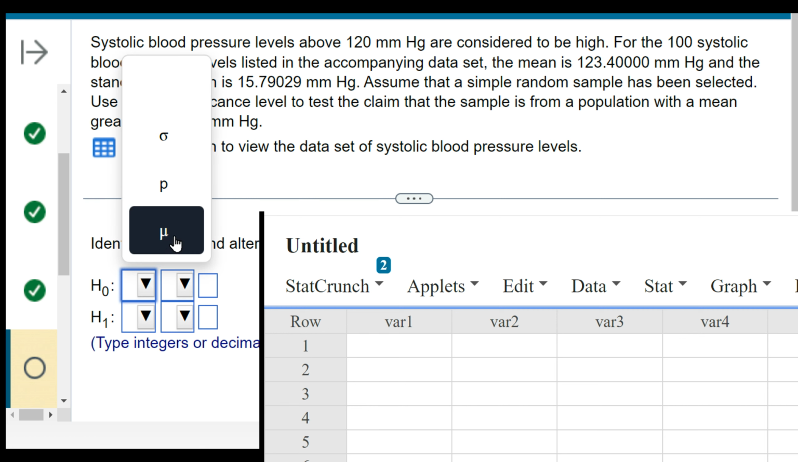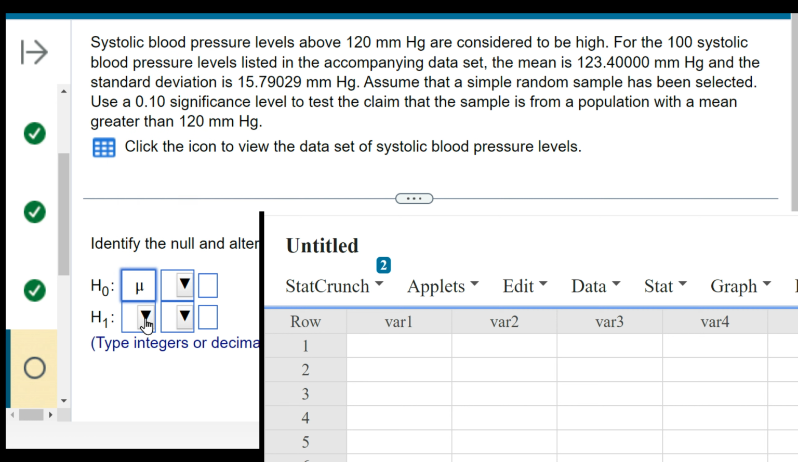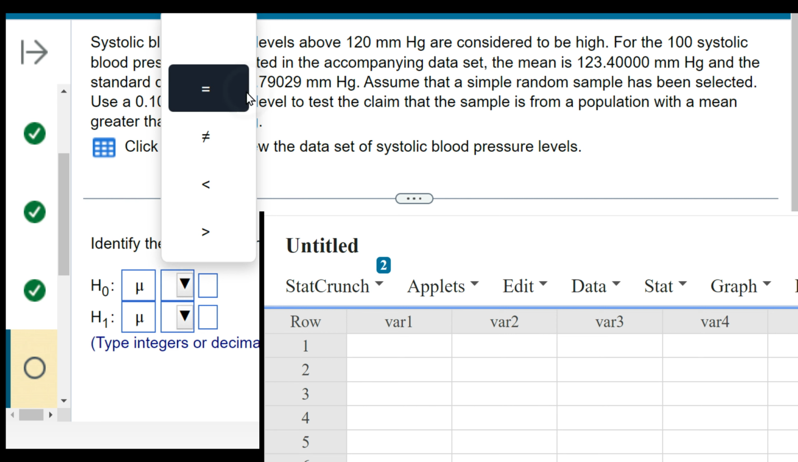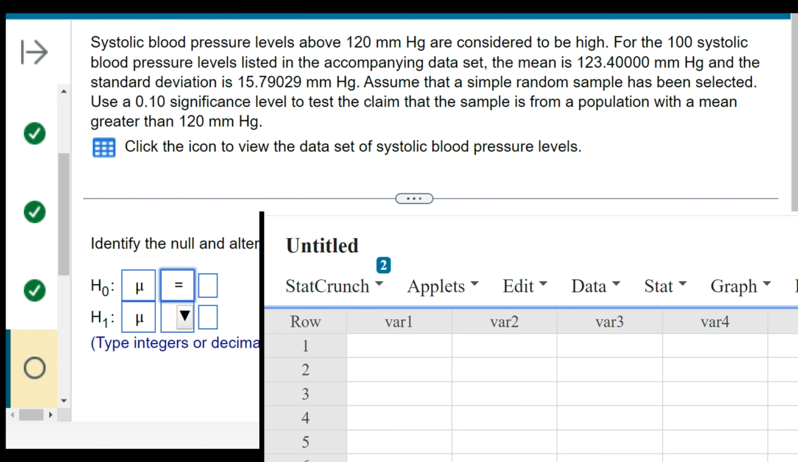This is about a mean. Which symbol did we use for mean? It's the mu. Mu. Looks like an M, looks like a U. It makes the sound just like mean. The initial hypothesis is always about equality, and they're wanting me to check whether the mean should be greater than 120.